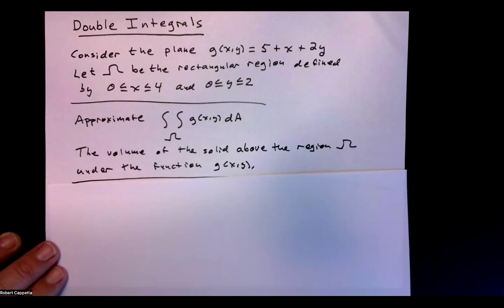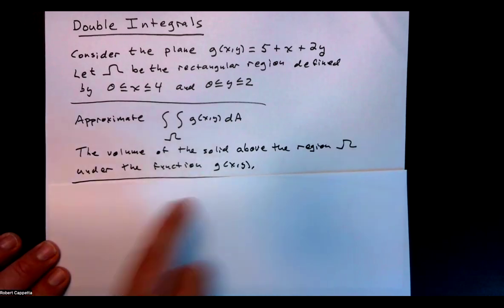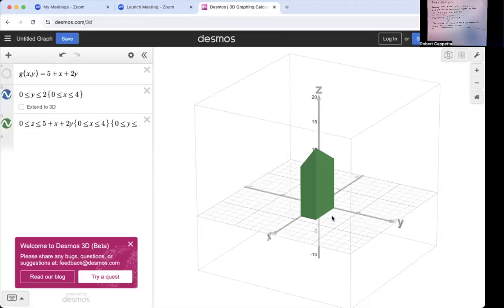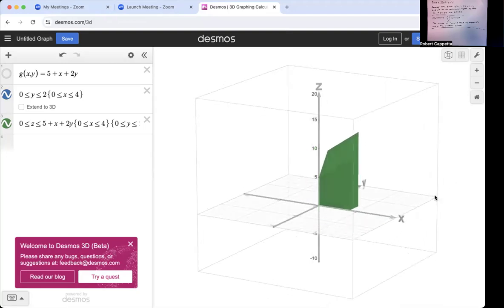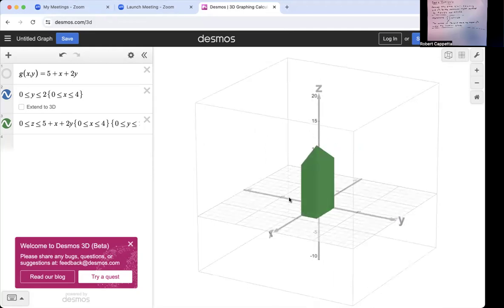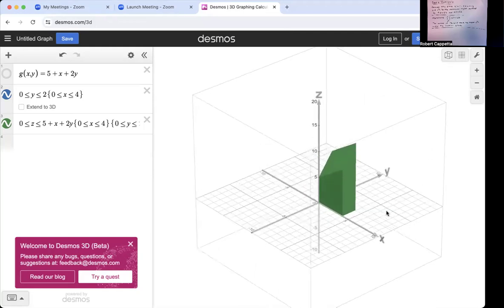So again, what this represents is the volume of the solid above the region omega, but under the function g of x, y. Here's the solid we're creating above our region, and then we see the plane coming down. What will the volume of that solid be? That's what our question is going to be.